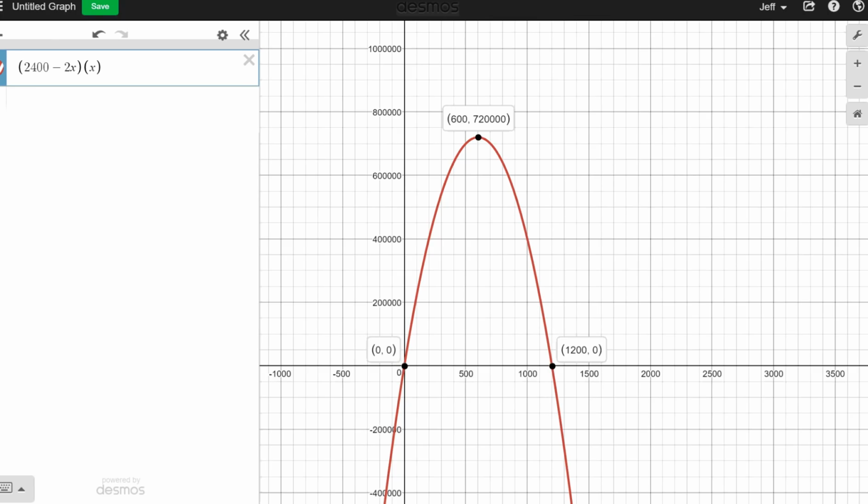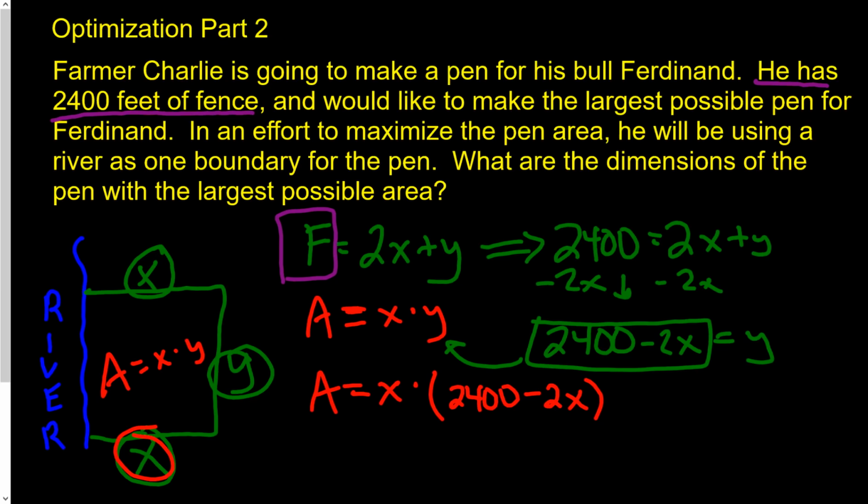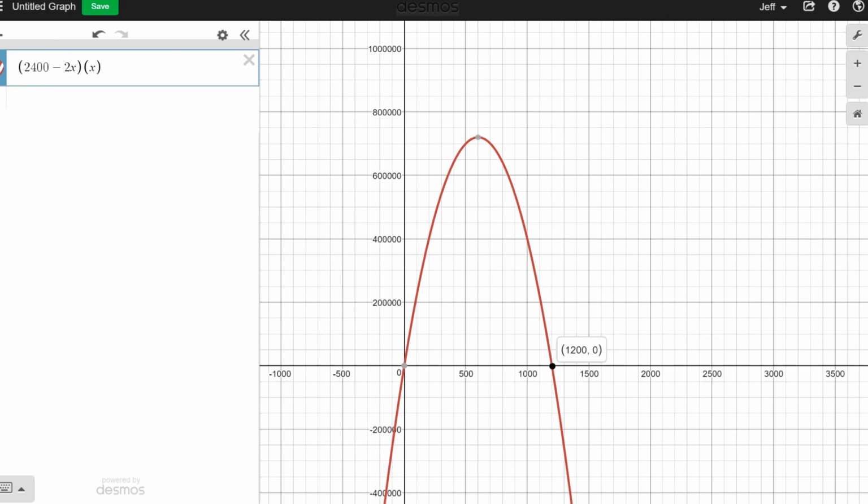The other x-intercept is 1,200 comma 0, and that's saying if I make x 1,200, we'd have 1,200 on top, 1,200 on bottom. That's going to equal 2,400. So that means the y value would end up being nothing, so you'd have no area as well. So that's what those two x-intercepts mean. But what we're mostly concerned with is the maximum.